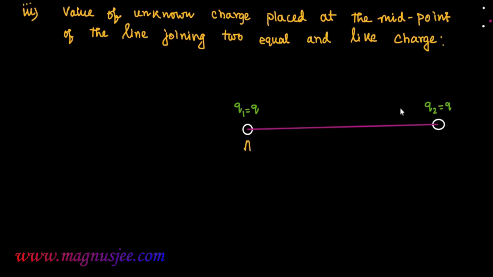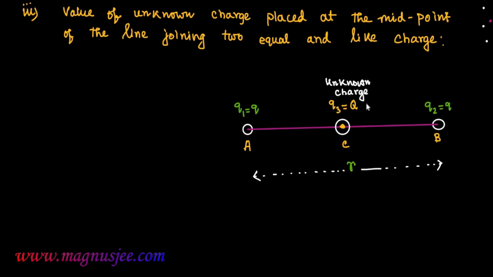In the diagram, we have two equal and like charges, Q1 and Q2, placed at the points A and B. R is the distance between the two like and equal charges. C is a point, the midpoint of the line AB joining Q1 and Q2. Unknown charge Q3 equal to Q is placed at the midpoint C.